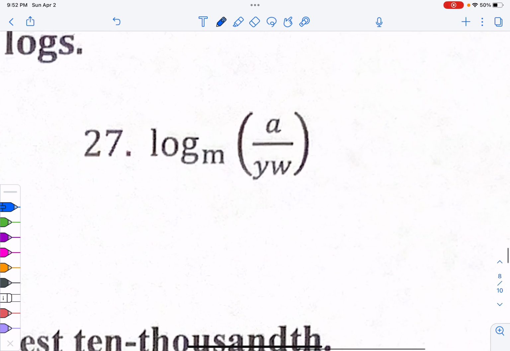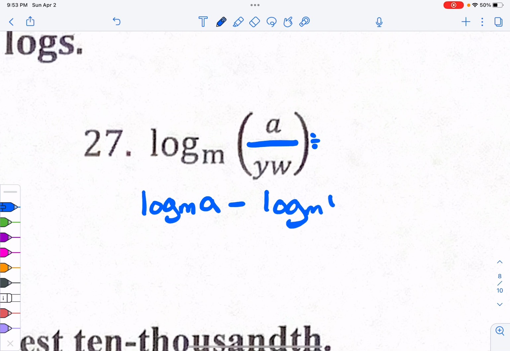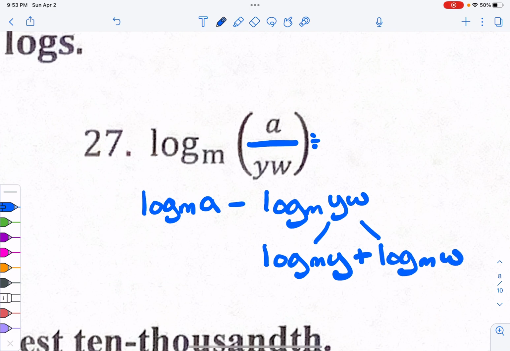Okay, 27. This one has a little bit of a tricky thing to it. So beware. This division, we're going to separate it out into subtractions. So I have log base m of a minus log base m of yw. But then this guy I have to separate, and that's multiplication, which means I have to separate them as addition. So I have log base m of y plus log base m of w, and then I've got log base m of a here. Now, what am I writing? Log base m of a minus.